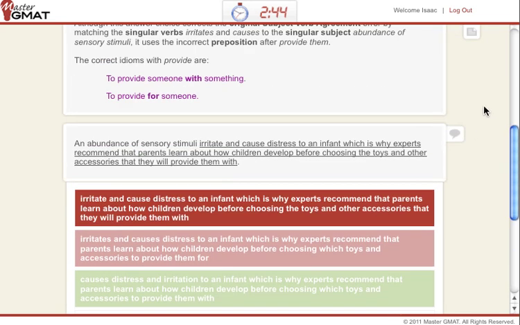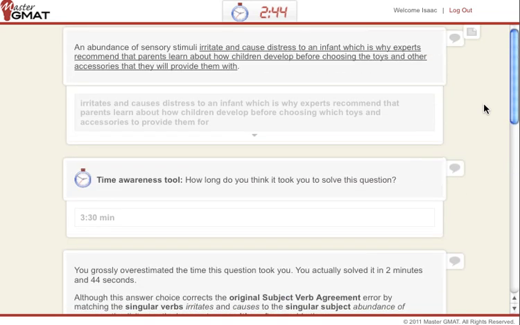Okay, so that's how we attack little idioms. We look for those little differences in prepositions. That's usually a good indication or red flag or stop sign, as we call it at MasterGMAT, that you need to pay attention to your idioms. And there are quite a few idioms in the GMAT. You just need to pay attention to them.